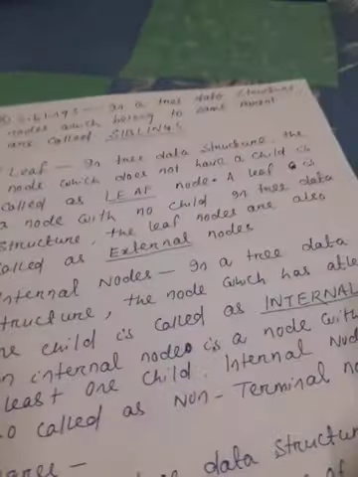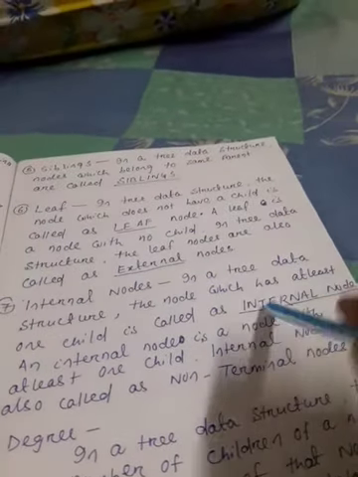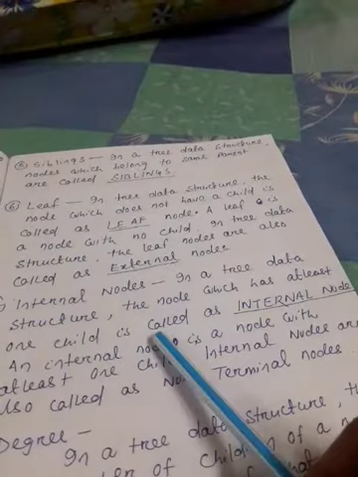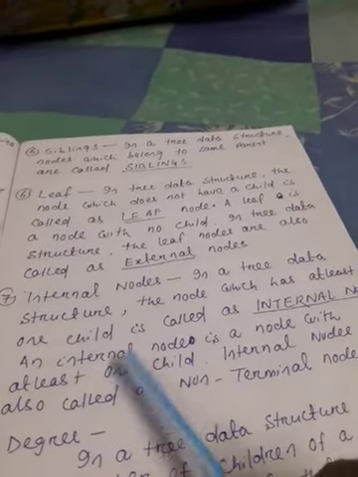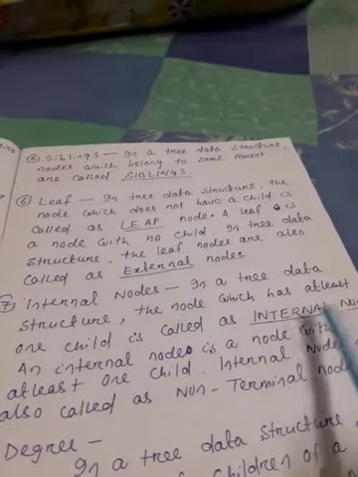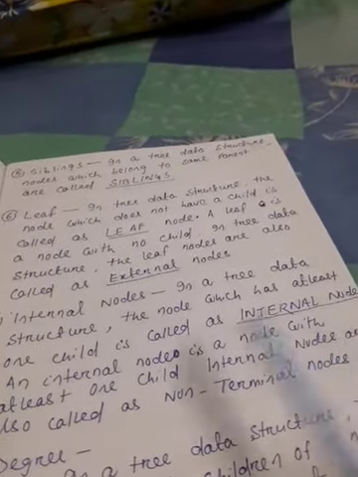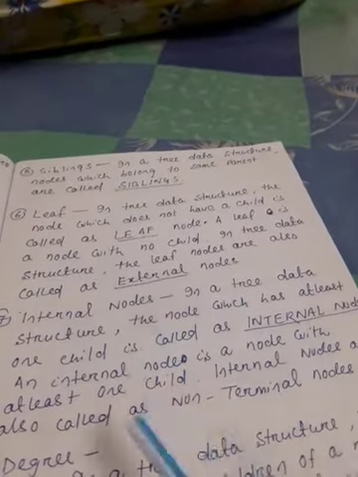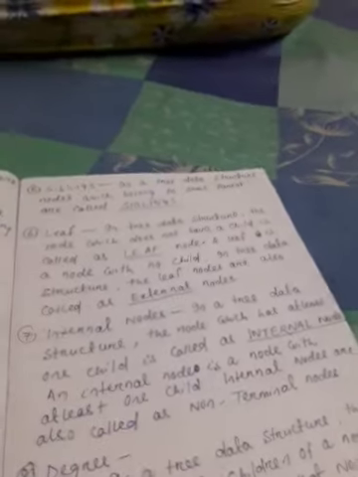So next, see here, internal node. In a tree data structure, the node which has at least one child is known as an internal node. An internal node is a node with at least one child. Internal nodes are also known as non-terminal nodes.